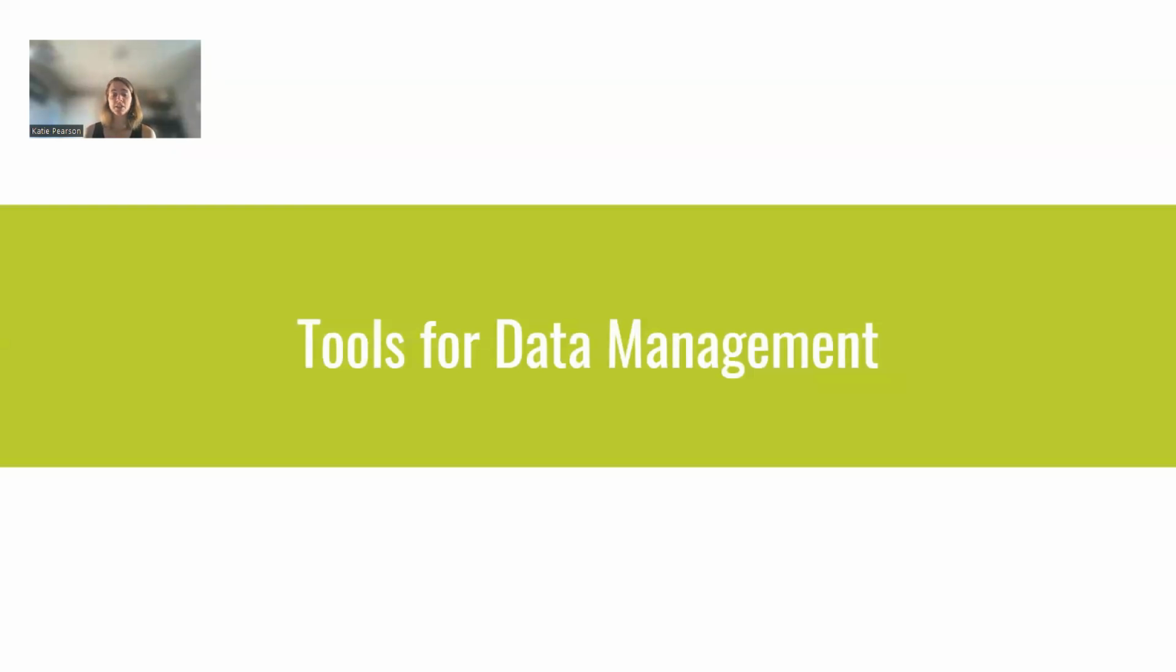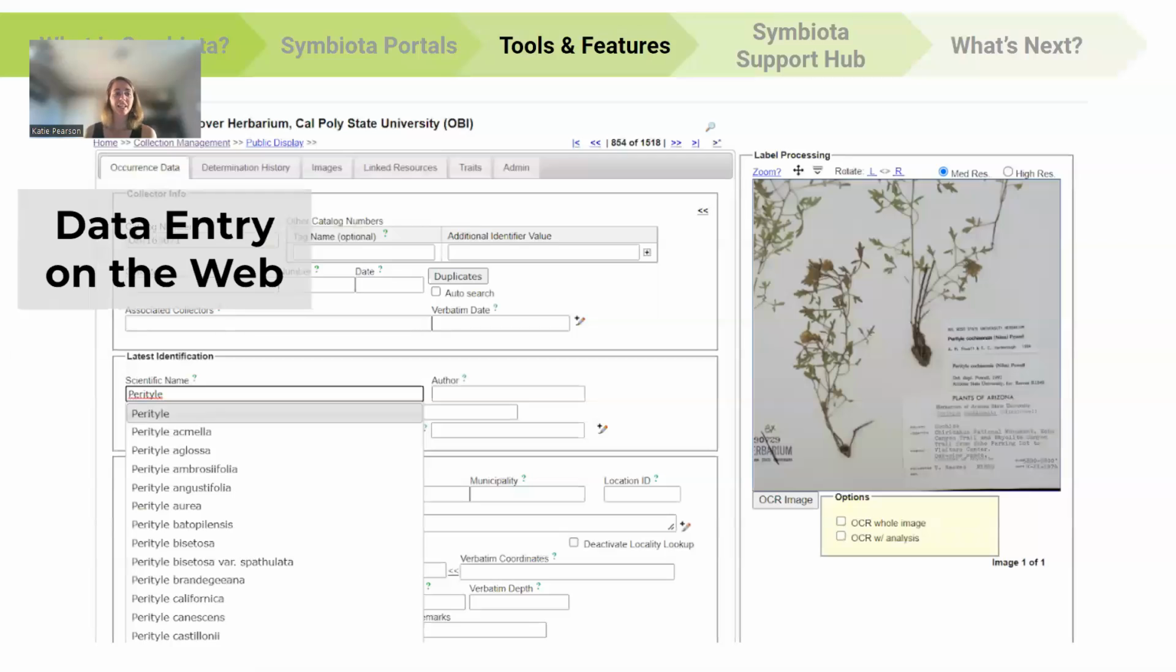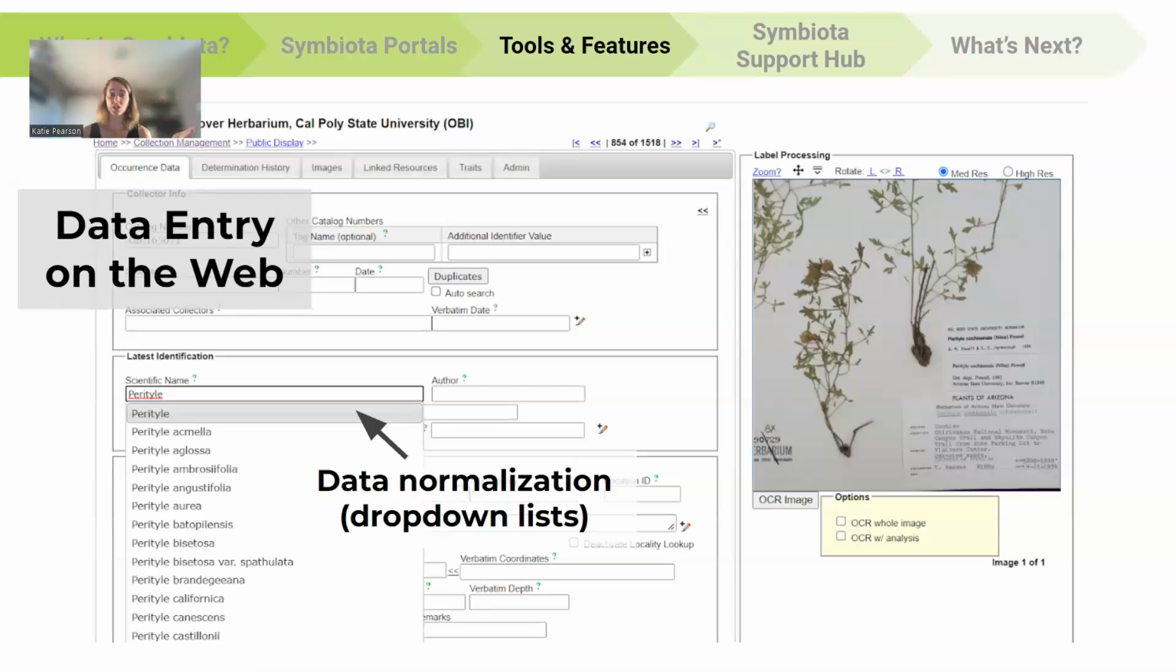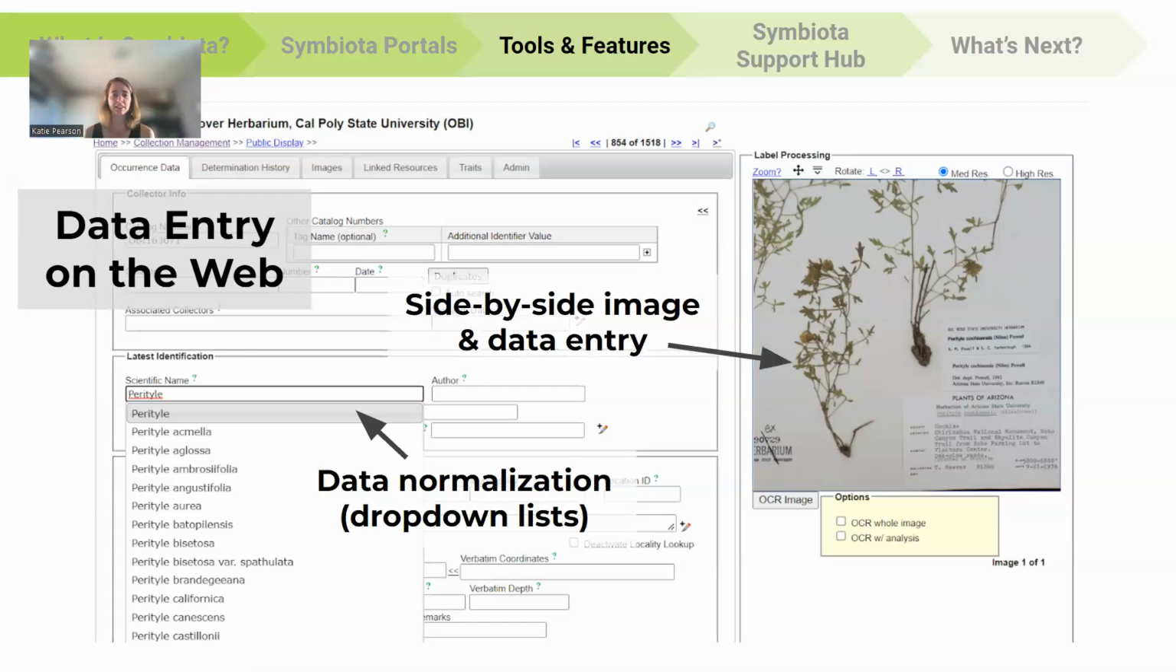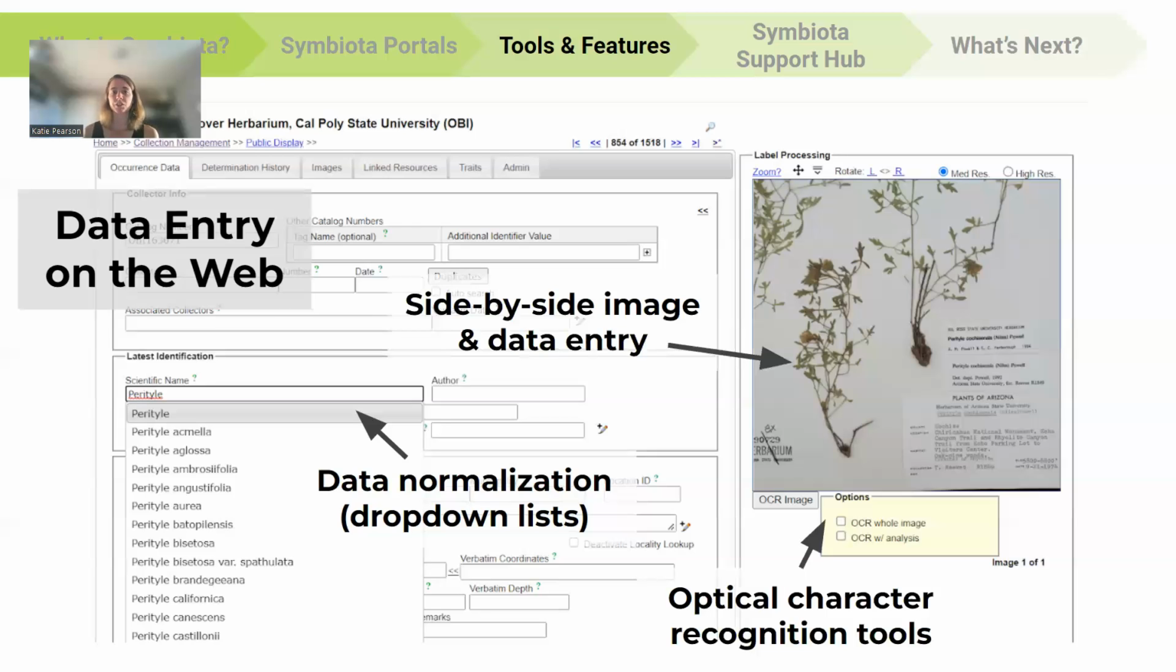Symbiota also has lots of tools for data management. This is for that content management system area of Symbiota's core tenets. As I mentioned, there's data entry right there on the web. It's very convenient because there's data normalization, such as links back to the taxonomic thesaurus, for example. There are drop-down lists for taxonomy and for geography. There's side-by-side image and data entry, so as you can see here, there is an image that you can transcribe right from. There are also built-in optical character recognition tools if you want to build that into your digitization workflow.